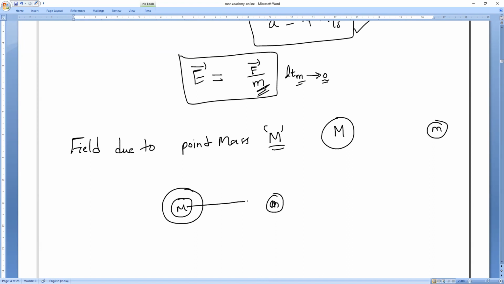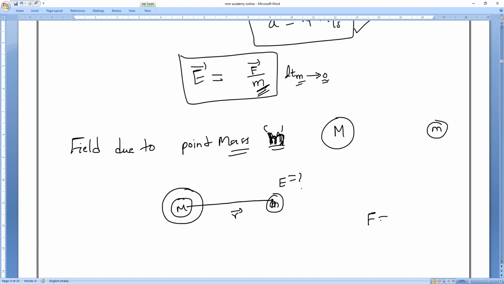So the distance between them, from the centers, let me take it as R. Now you can see what the question is: what is the field due to the point mass, small m? That is what we have to calculate. So how much is it?